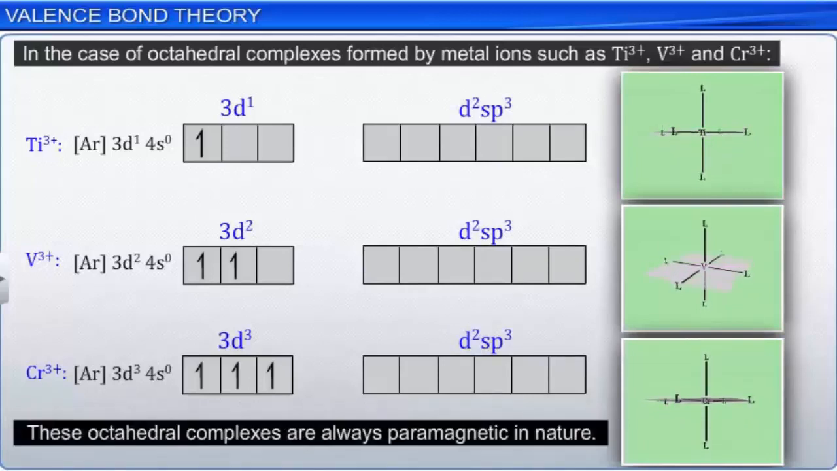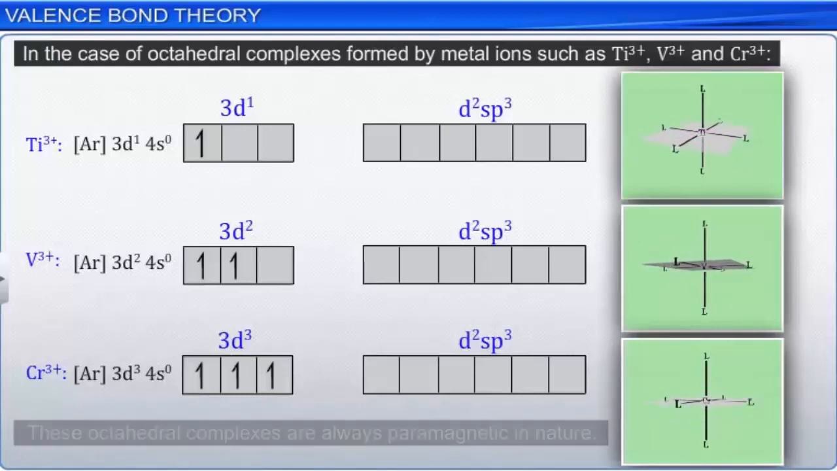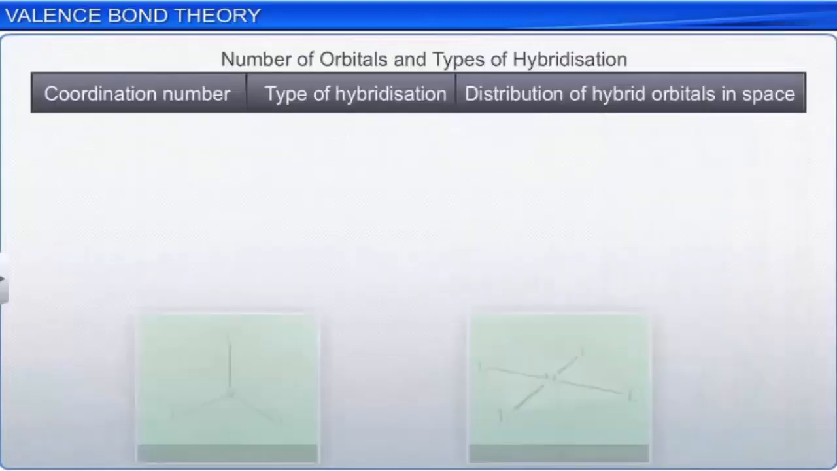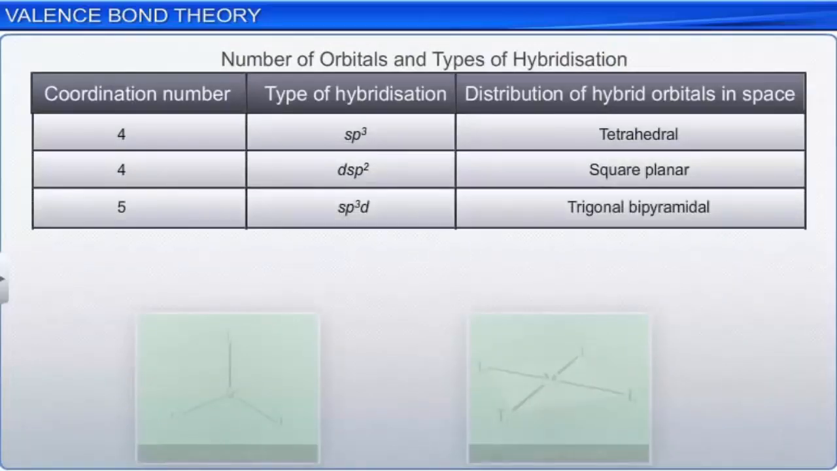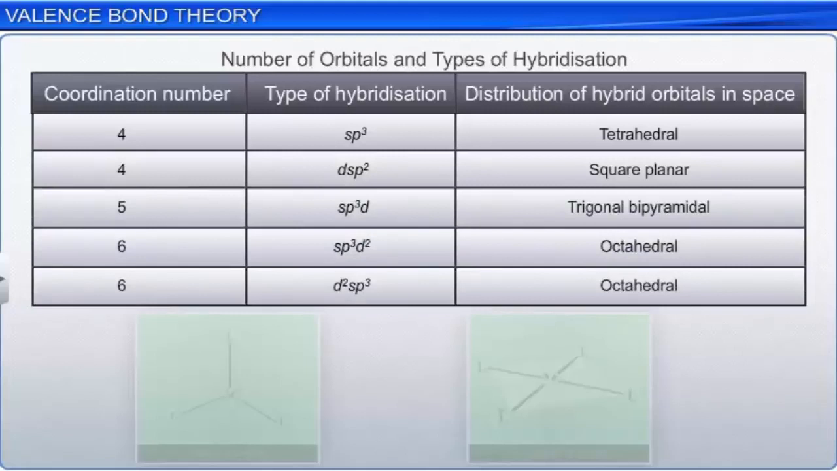Now let's study complexes with the coordination number 4. You know that when the coordination number is 4, the complex may either have tetrahedral geometry or square planar geometry.